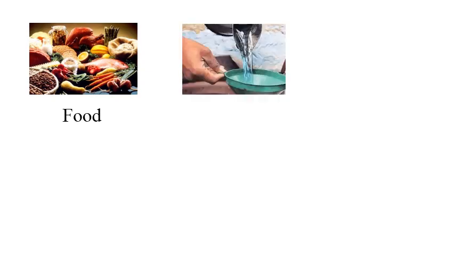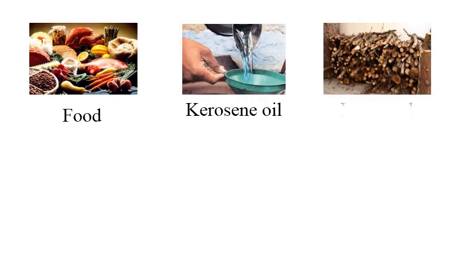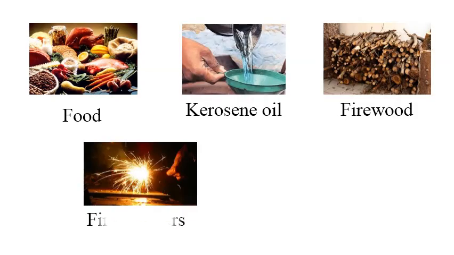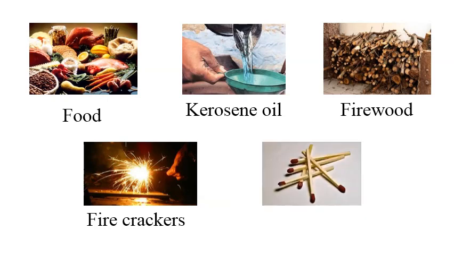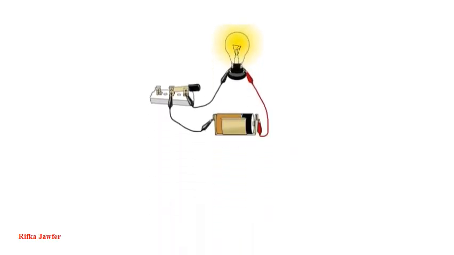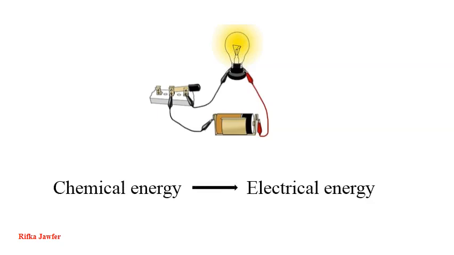Food, kerosene oil, fuels like firewood, firecrackers and matchsticks also contain stored chemical energy. There are chemical substances in dry cells too. So energy transformation in a dry cell is conversion of chemical energy to electrical energy.